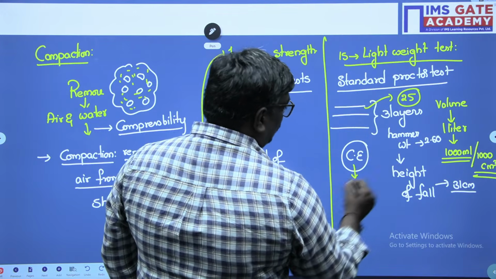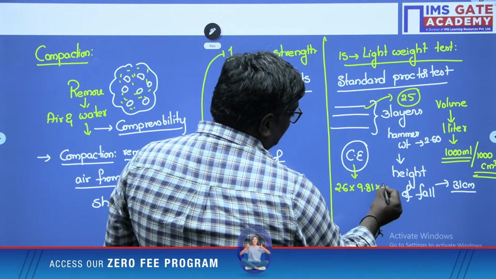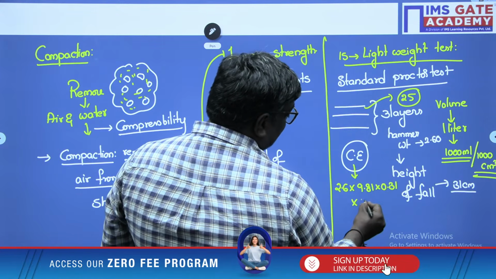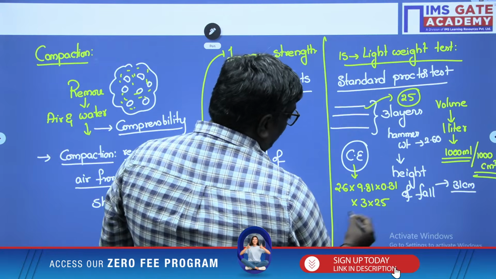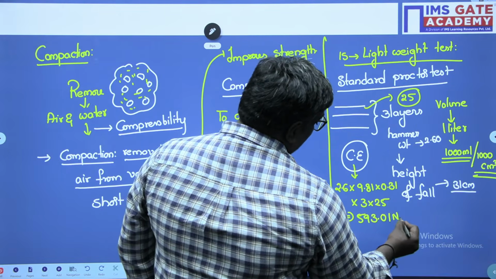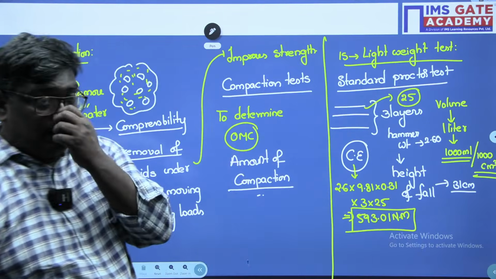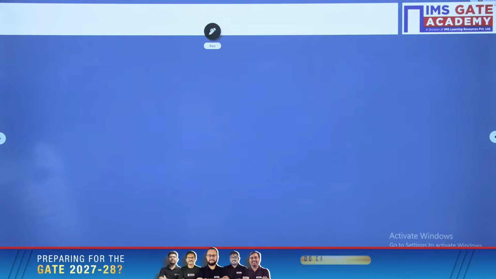Mass is how much? 2.6 kg. Acceleration due to gravity is 9.81. Height is 0.31, but there are 3 layers and 25 number of blows. If you solve this, the compactive effort will be taken as how much? 5. If you do this calculation, you will get a value of 593.01 Newton meter. I hope you are clear.